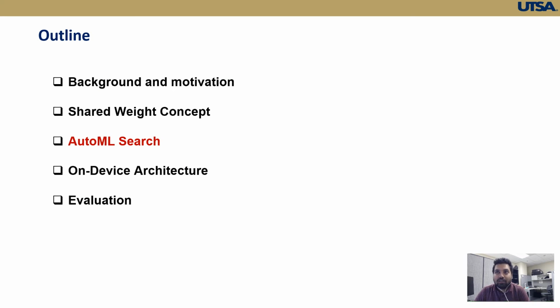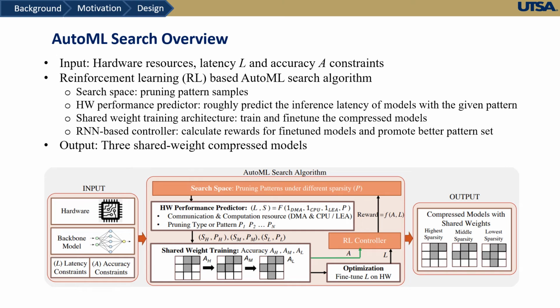Next, we will discuss AutoML search. This technique will allow us to find such a shared weight model. This is the overview of the AutoML search framework. The input of this framework is hardware resources like latency and accuracy constraints, as well as a backbone DNN model.